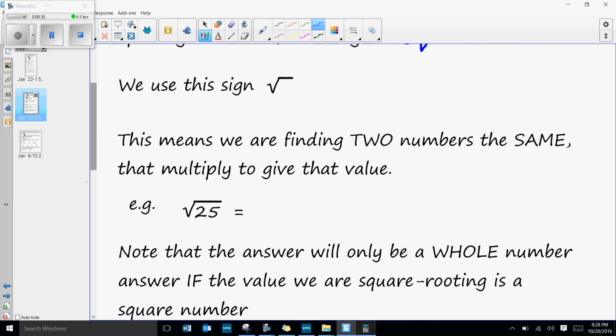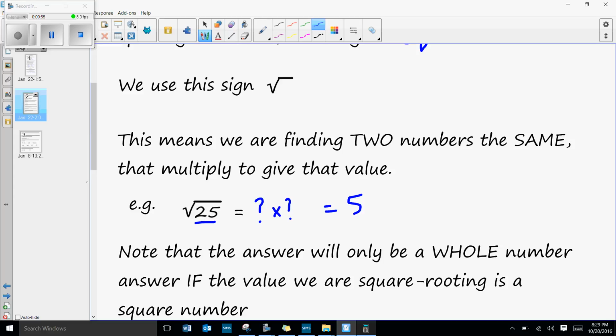So for example, if we were looking for the square root of 25, we are looking for two numbers multiplied by each other, a number multiplied by itself to give 25. That has to be 5.